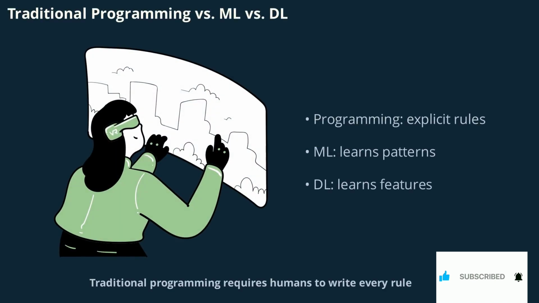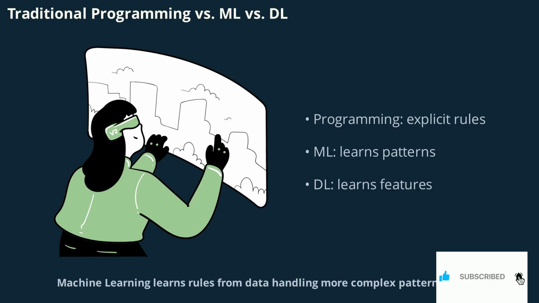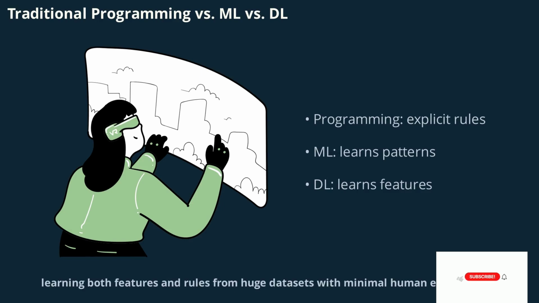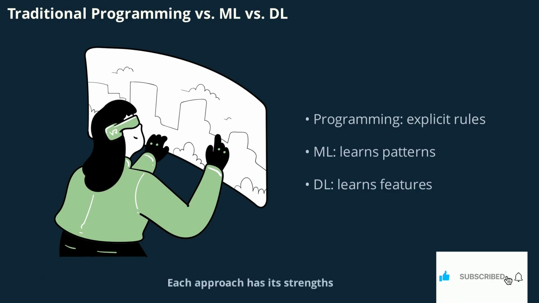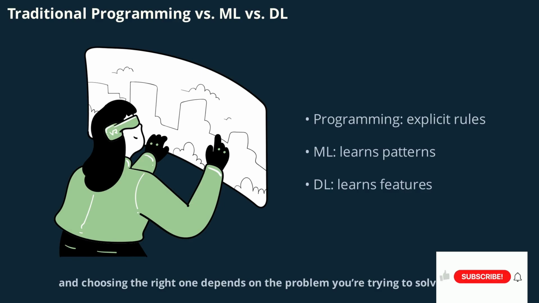Traditional programming requires humans to write every rule, making it suitable for simple, rule-based tasks. Machine learning learns rules from data, handling more complex patterns. Deep learning goes even further, learning both features and rules from huge datasets with minimal human effort. Each approach has its strengths, and choosing the right one depends on the problem you're trying to solve.